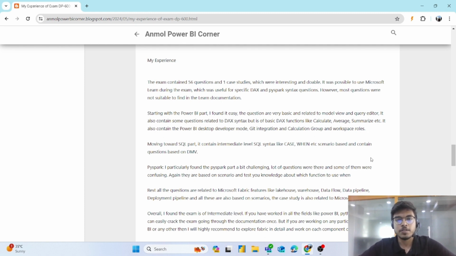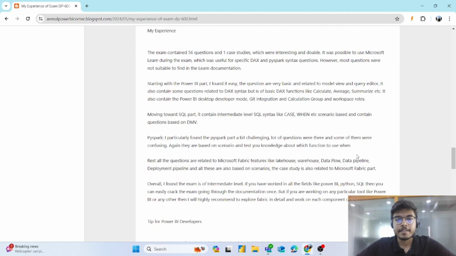And the rest of the questions are related to features in Microsoft Fabric such as Lakehouse, Warehouse, Dataflow, and Data Pipeline. So overall the exam is of intermediate level, and if you have worked on Microsoft Fabric, then you can easily crack the exam. You just have to go through the documentation once, and then you can easily crack the exam.